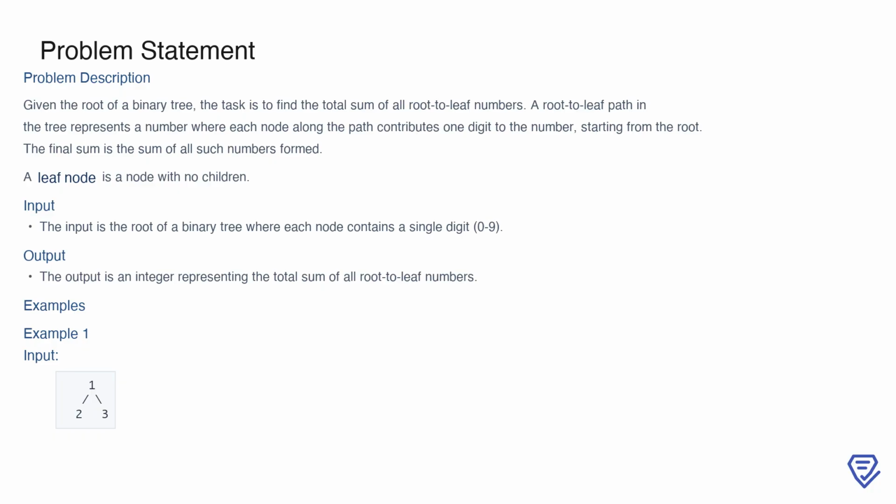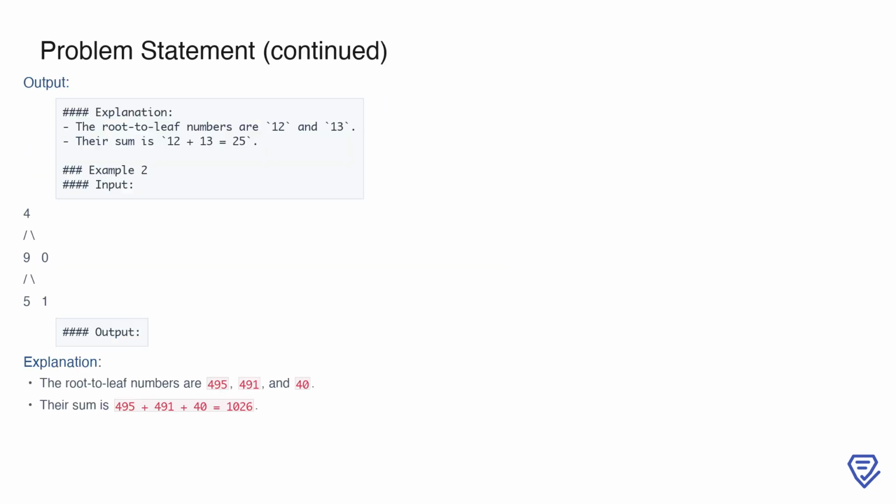A node is considered a leaf if it has no children. The input to the problem is the root of a binary tree, where each node contains a single digit between 0 and 9. The output should be an integer representing the total sum of all the numbers formed by these root to leaf paths. Now, let's look at a couple of examples to understand this better.